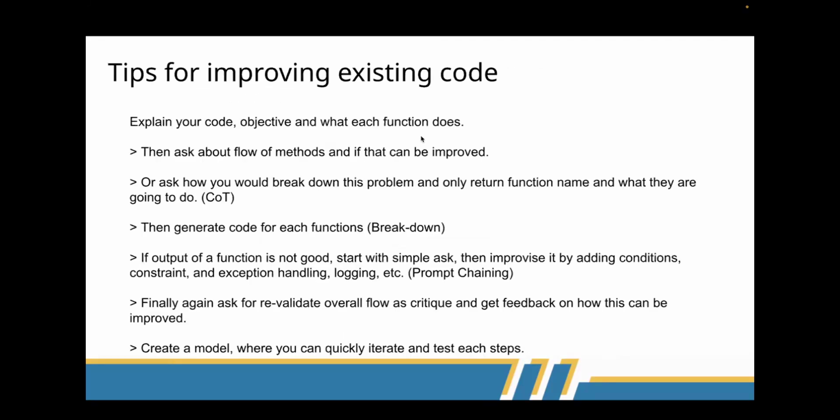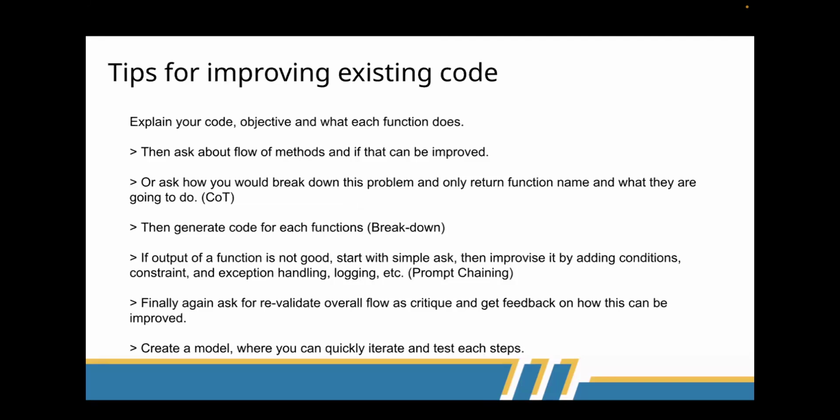With this, we'll start with today's code. Tips for improving a long breakdown: I would suggest how you can think about it. Explain your code, the objective, what each function does. Ask what would be the flow of the method, right? Which we discussed just now. Then break down each of these problems and only return function names and what they are going to do. Generate code for each function, breaking it down further. And then if the output of a function is not good, start simple and then improvise by adding conditions, exception handling and all.